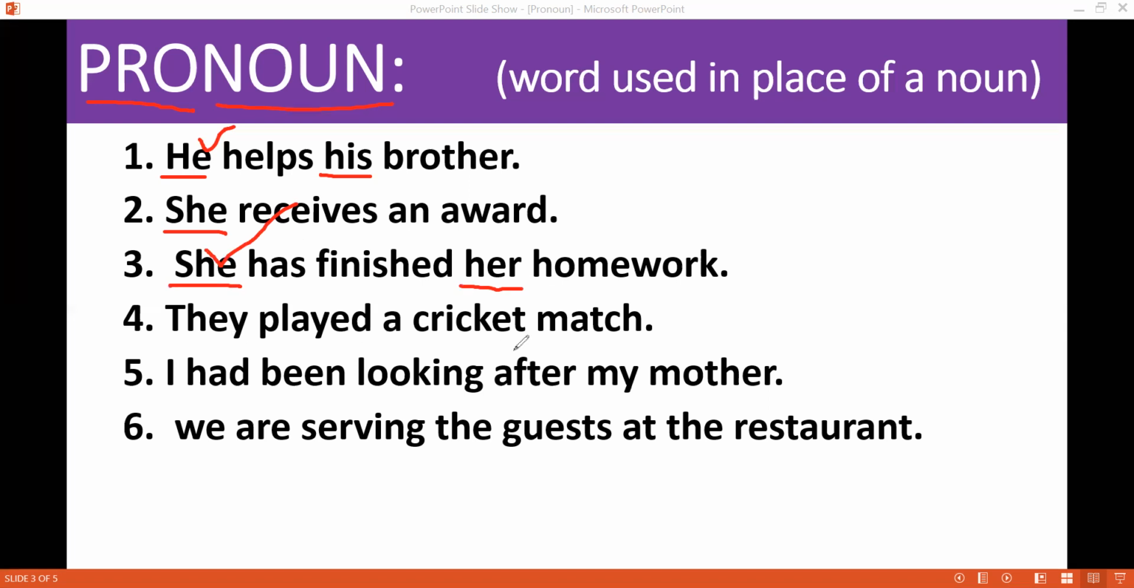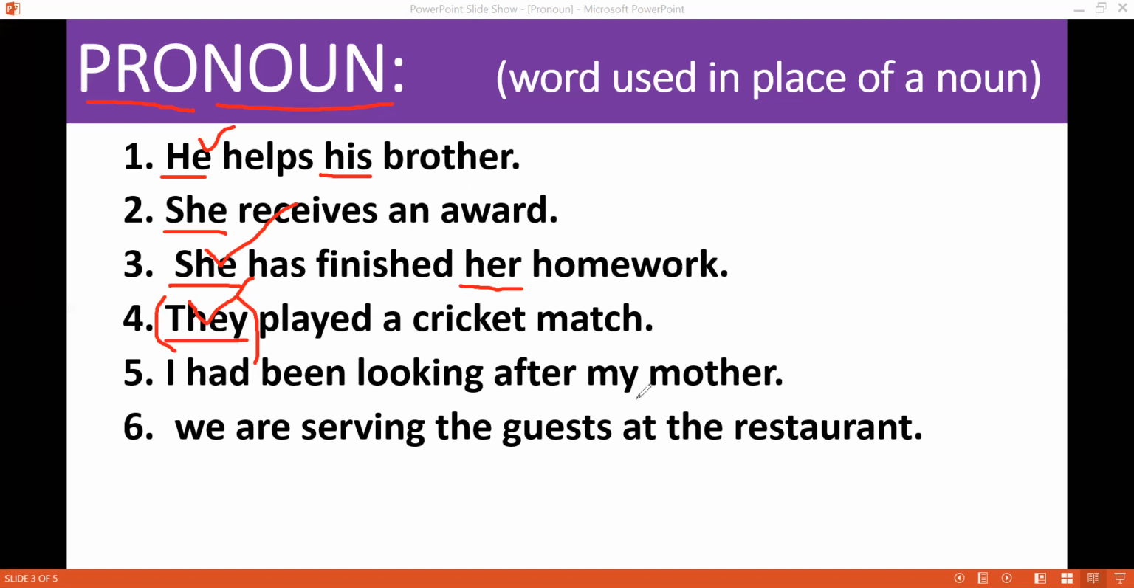They played a cricket match. They, a plural, has been used in place of two or more persons whose names have not been given here, but a simple one word pronoun has been used here. So they here has replaced a name. The word that replaces the names or nouns in a sentence is called a pronoun.